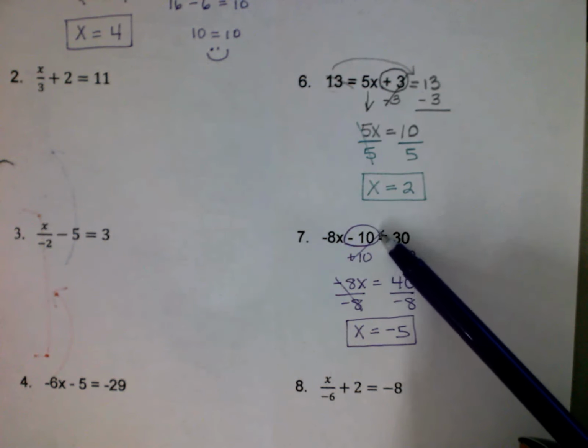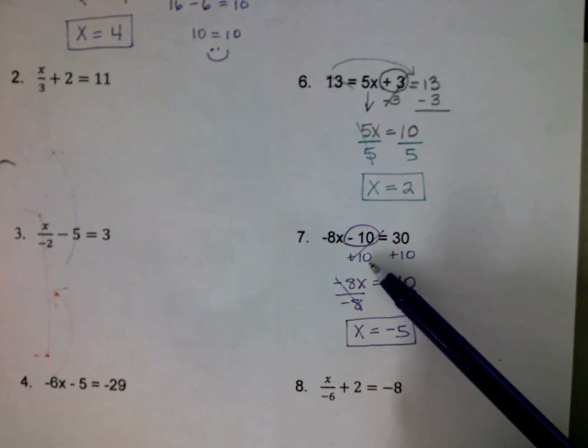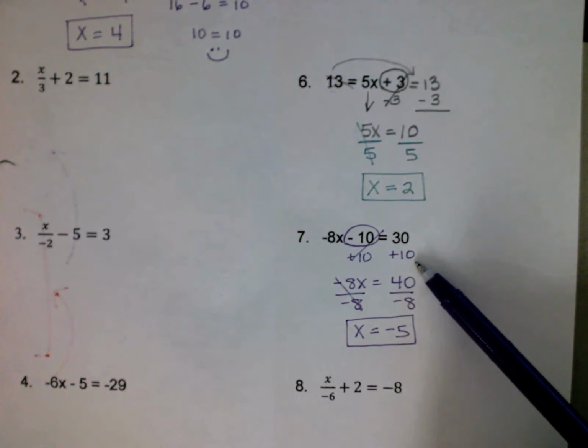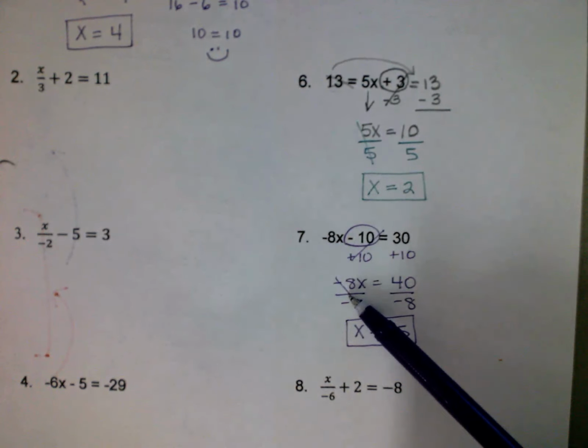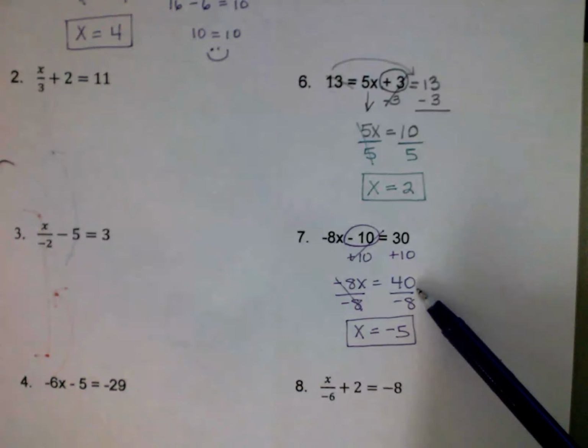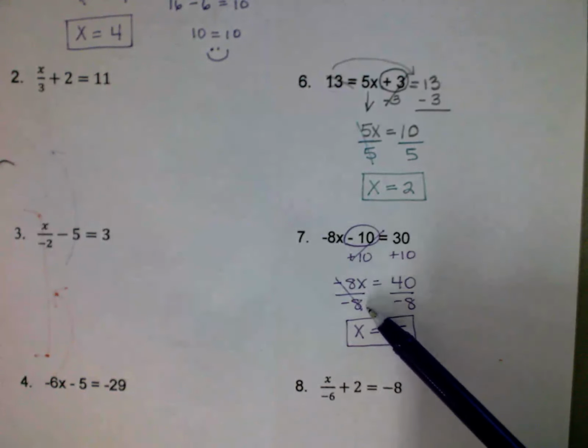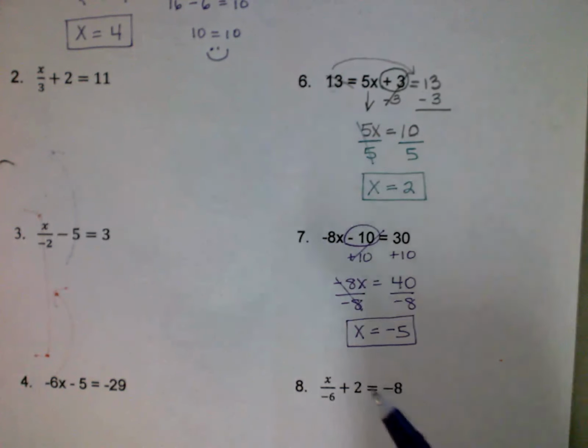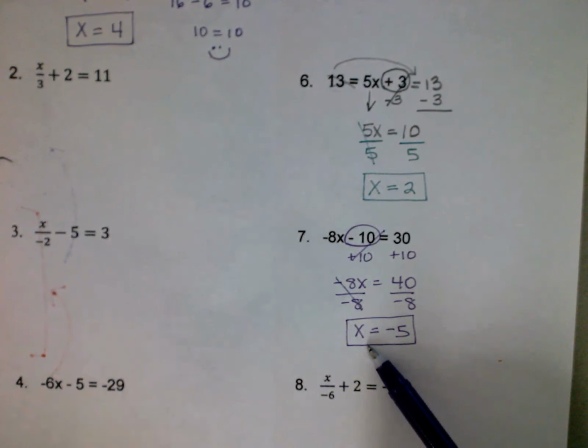I undid my subtraction first by adding 10. Then I was left with just negative 8x equals 40. I divided by negative 8, divided by negative 8, and I got x equals negative 5.